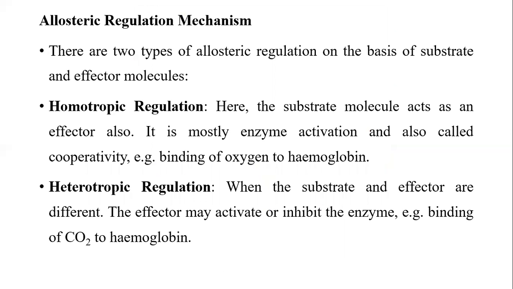Next, we'll talk about the allosteric regulation mechanism. There are two types of regulation, homotropic and heterotropic. As I've told you, homotropic regulation is where the substrate molecule behaves both as a substrate as well as an effector molecule. An example is the binding of oxygen molecules to hemoglobin. In heterotropic regulation, the substrate and the effector molecules are different.